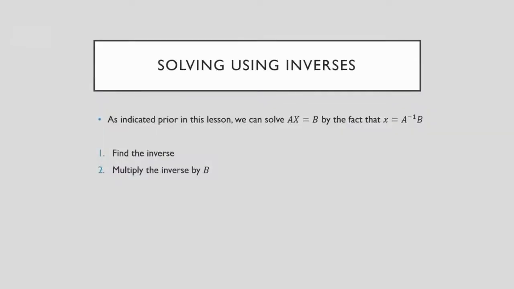Okay, so now the last thing is how you actually use this to solve. In order to use this to solve, you first find the inverse, and then you multiply that inverse by b, which in a system of equations is the thing that the equations are equal to. And that will give you your final answer.